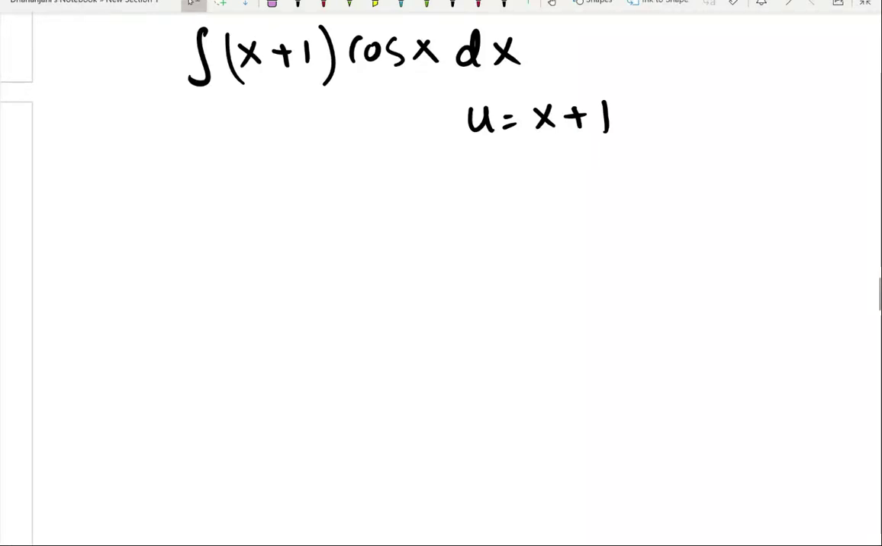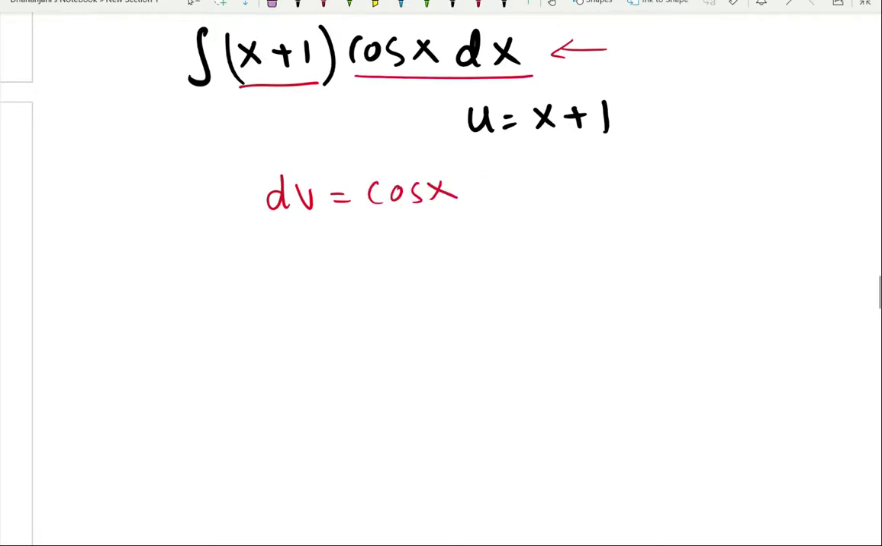Alright, hello everyone. So again, I want to confirm that you know how to use the integration by parts formula correctly. So let's just do a couple of examples to make sure that we know what we are doing. Here we have an integral to solve and u is given to us. So then what is dv? Again, what is dv? Everything except u. So u is x plus 1, so dv is cosine x dx.